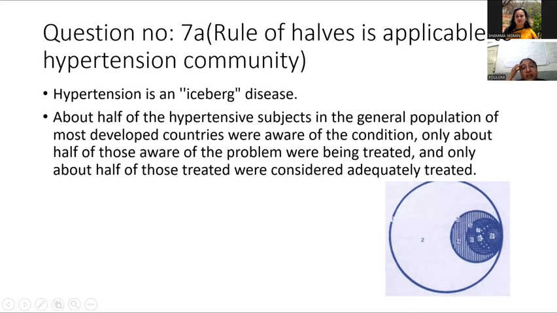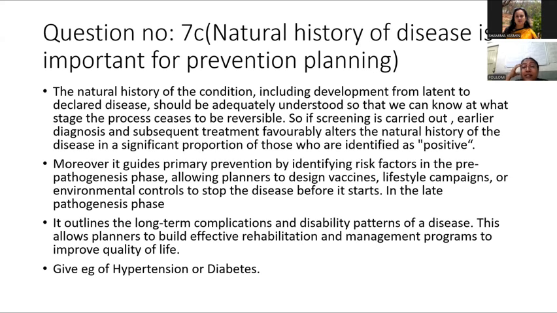Now, coming to question number 7C, that is natural history of a disease is important for a prevention plan. Natural history of the condition, including development from the latent to declared disease, should be adequately understood so that we can know at what stage the process ceases to be reversible. So if screening is carried out, earlier disease diagnosis and subsequent treatment favorably alters the natural history of the disease in a significant proportion of those who are identified positive. So the first point is screening. Second point is primary prevention.